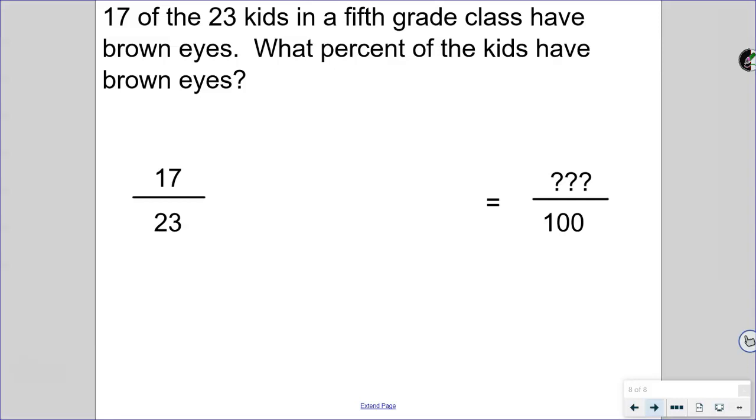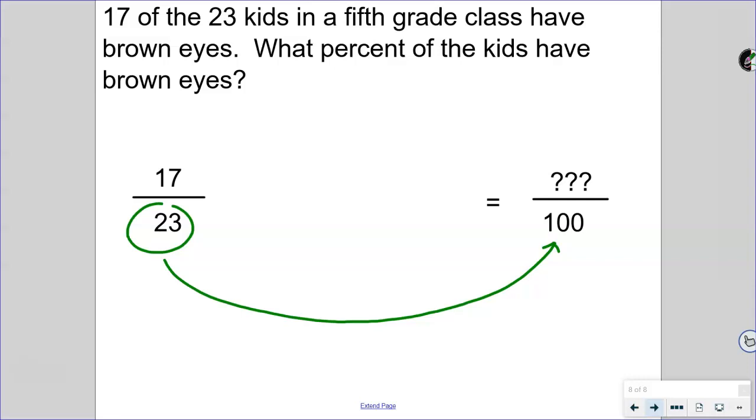And I want to know, hey, 17 kids out of 23, what percent of those kids, or what percent of the class, has brown eyes? So there it is. 17 23rds is equivalent to something 100ths. So long story short, we've got to get this 23 to become 100. That's what we have to do. And whatever we do to the 23, we're going to repeat that to the 17.